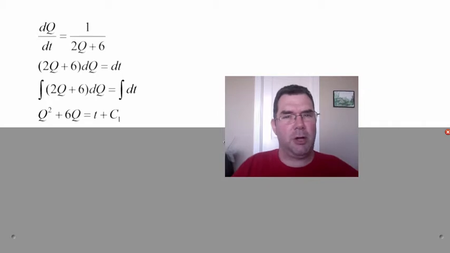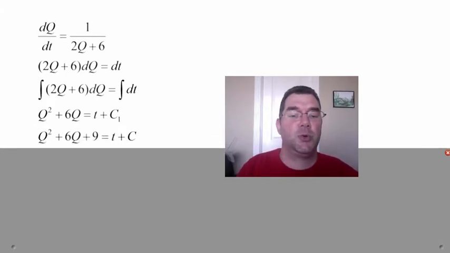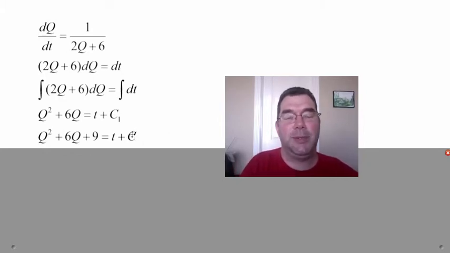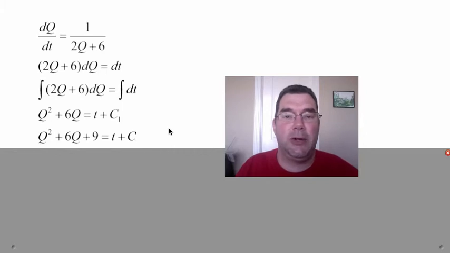I would like to solve this for q, so you've got to go all the way back to Algebra 2. When you're looking at the left-hand side, you realize you have to complete the square, which means you take half of that 6 and you square it. And that gets you q squared plus 6q plus 9 equals t plus a different constant. So this constant c is obviously going to be 9 bigger than this c1 was. It was just a constant anyways, so I didn't want to have it be c plus 9 or anything like that. That just overcomplicates things.